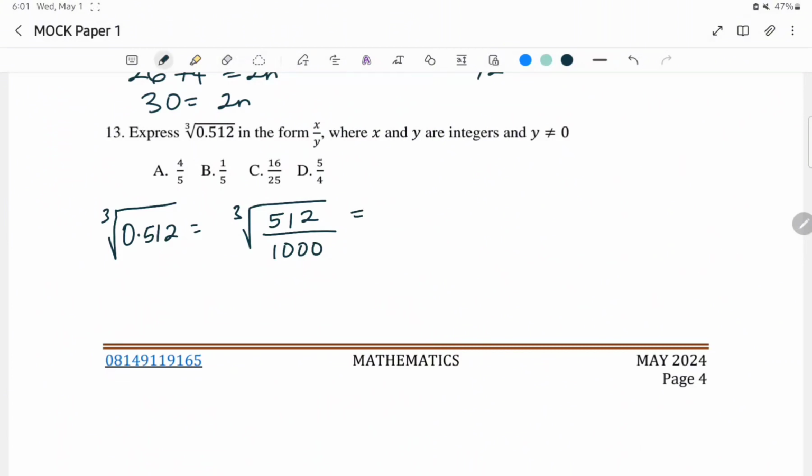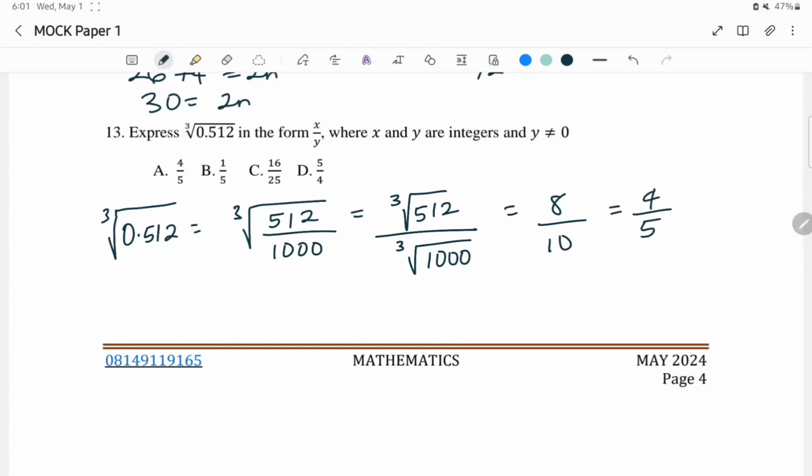So that means the cube root of 512 divided by the cube root of 1000. The cube root of 512 is 8 and the cube root of 1000 is 10. That means if I simplify it, that will be 4 over 5. Option A.